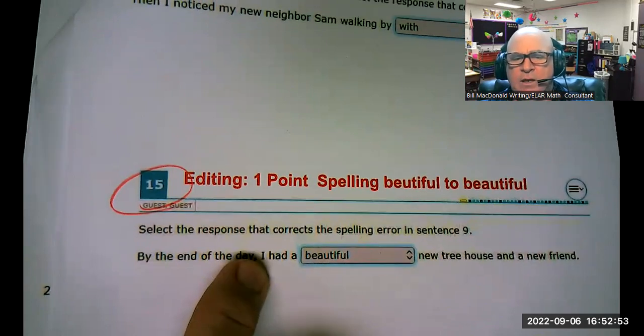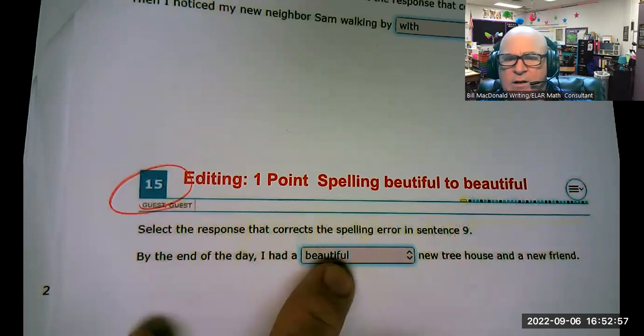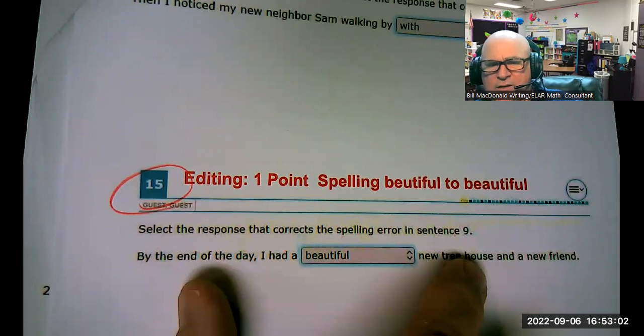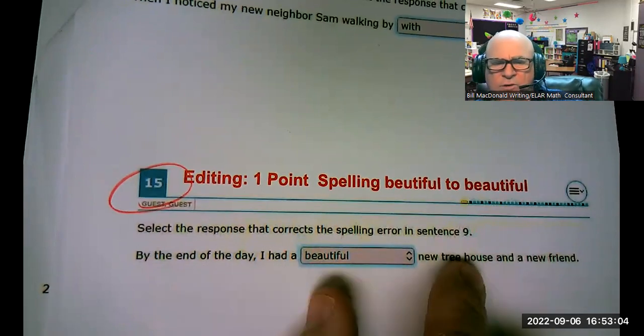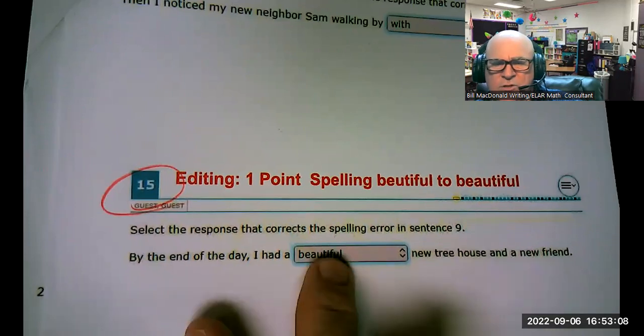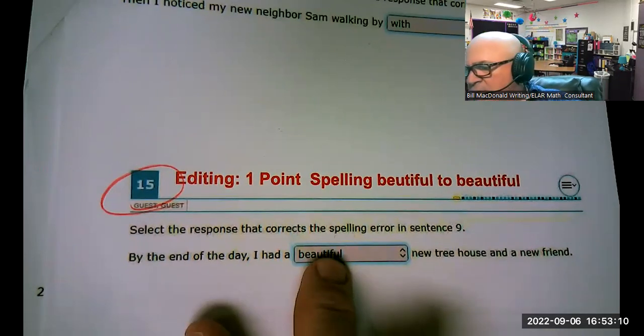I had a beautiful new tree and a new friend. Two things that we had. And so beautiful was spelled wrong, and they asked the students to go ahead and pick the correct one.